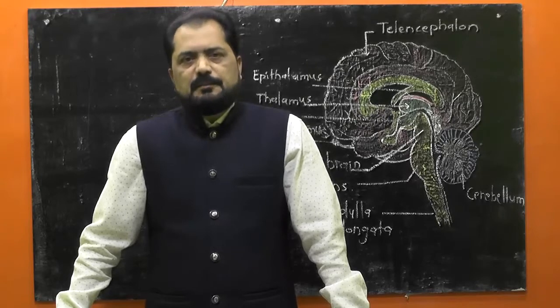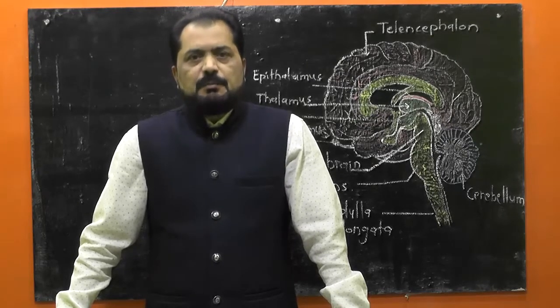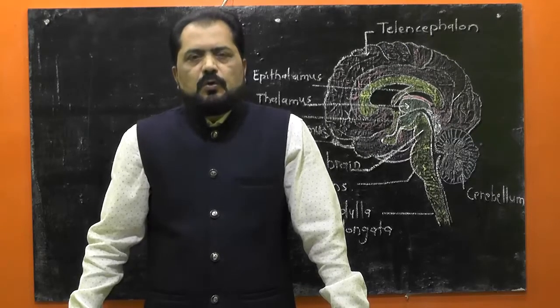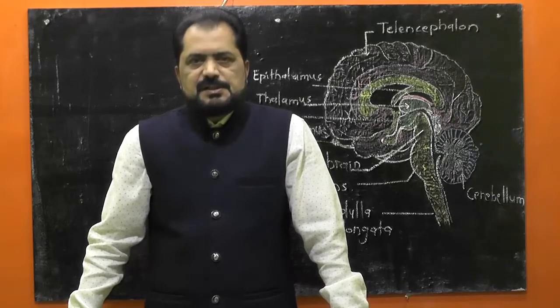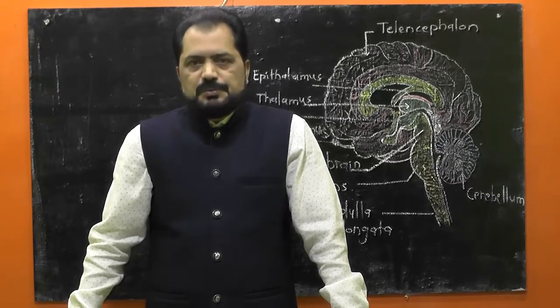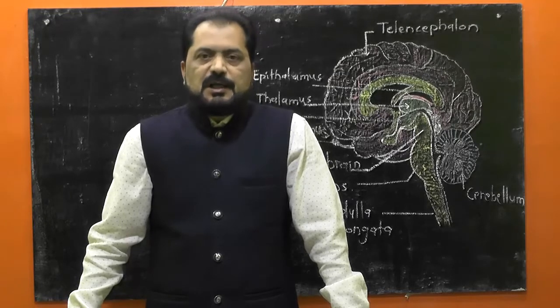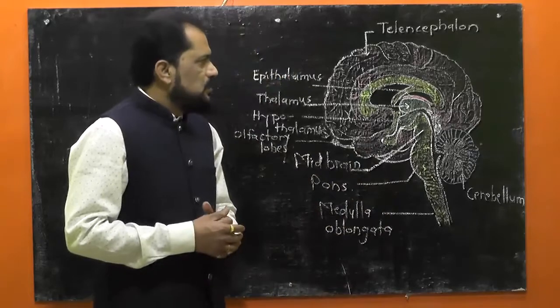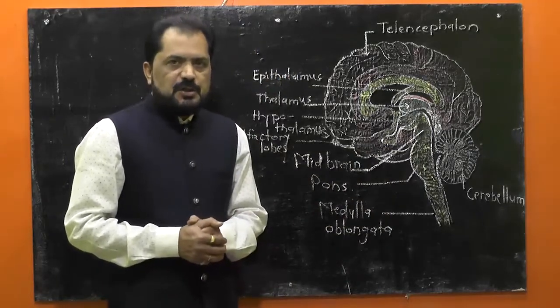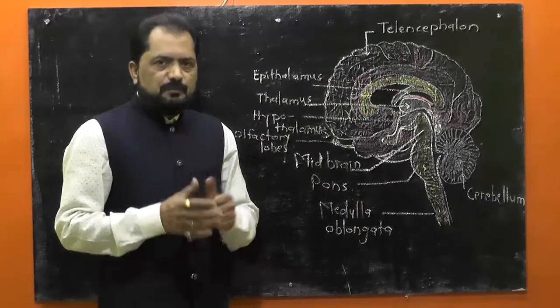We have already completed in great detail the structure of the forebrain. We know that the forebrain consists of three main parts: cerebrum or telencephalon, olfactory lobes that is rhinencephalon, and diencephalon that is thalamencephalon. Here I have drawn the diagram showing the vertical section or sagittal section of the brain.